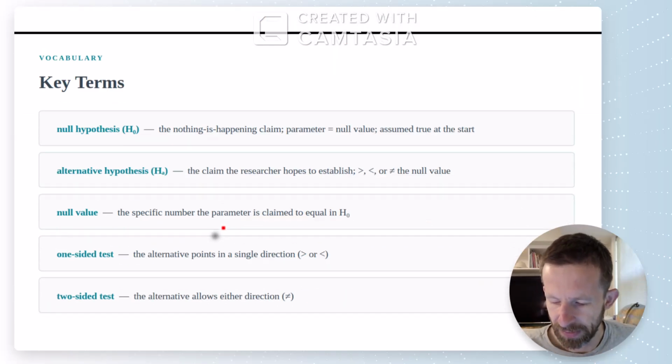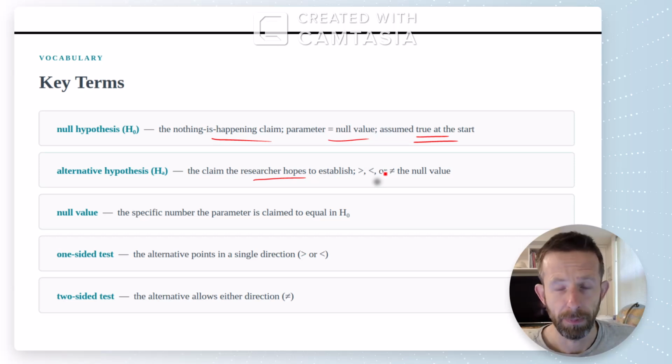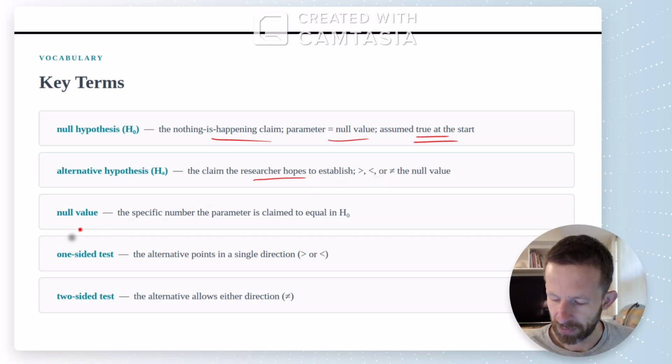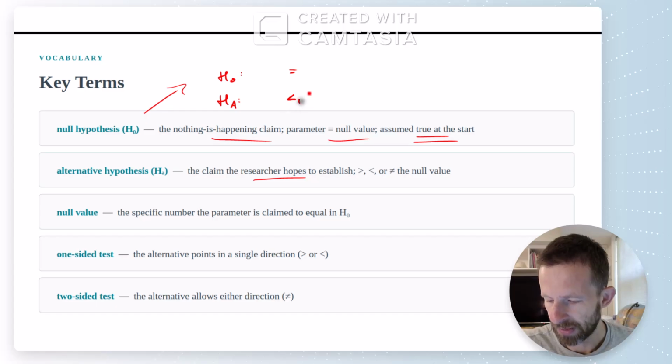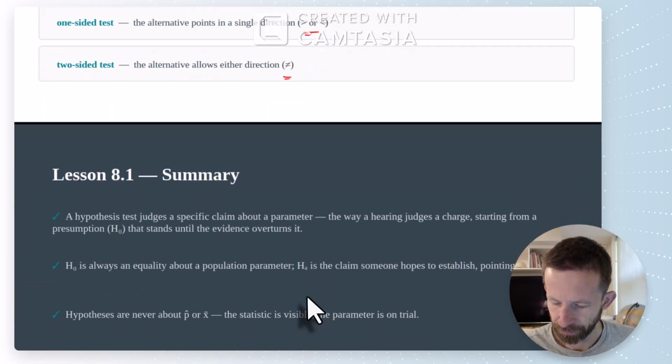So key terms. Null hypothesis: nothing is happening, a parameter assumed at the start. That's the key about the null hypothesis. Alternate hypothesis: that's the claim the researcher hopes to establish, and they better have good enough evidence to show that. The null value: a specific number the parameter is claimed to equal under the null. By the way, the null hypothesis for us is always going to be some sort of equality. And the alternate hypothesis is always going to be some sort of inequality: less than, greater than, or not equal to. One-sided test: the alternate hypothesis points to the left or to the right. Two-sided test: it's a not equal to.